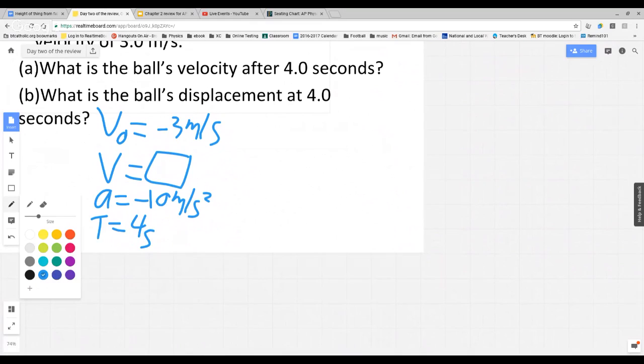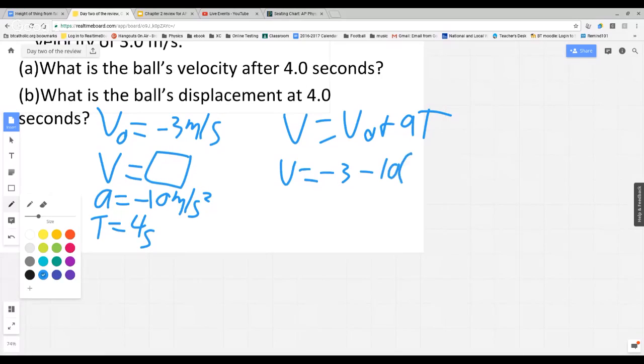Formula 4 again. So it's V equals V naught plus A T. V equals negative 3 minus 10 times 4. V equals negative 43 meters per second. That's the answer to A.